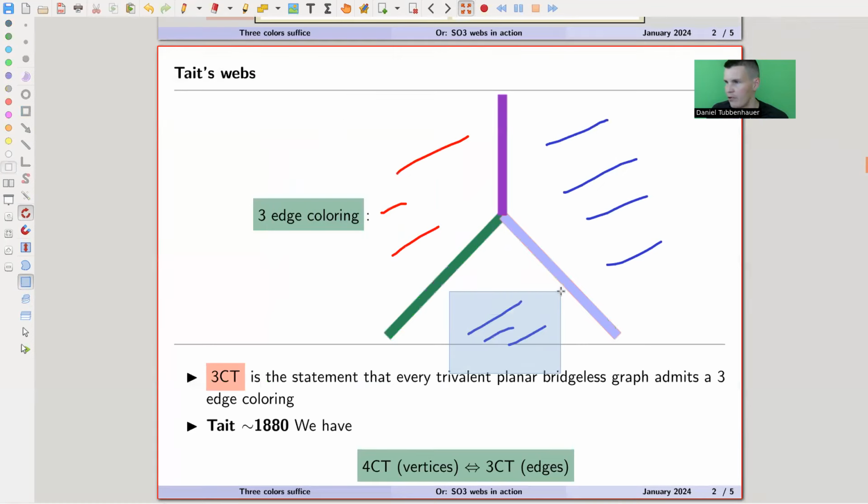Let me make this blue and, whatever is a good another color, green maybe, whatever. The 4 coloring of the faces is equivalent to the 4-color theorem. But there's also the 3-color theorem, and this is now an edge coloring.